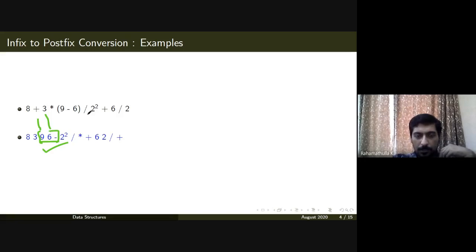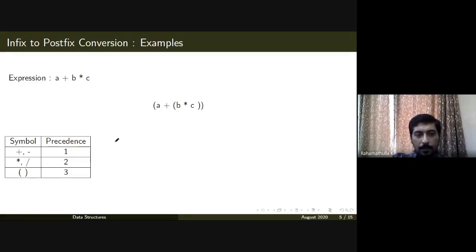So 9 minus 6. The operation written inside the round bracket will be done first. Then 2 square, then division. So this division is done next, and so on. So it will be like this: 9 minus 6 and 2 square. You get this as one entry, 2 square as another entry, then the division, and so on. Okay.